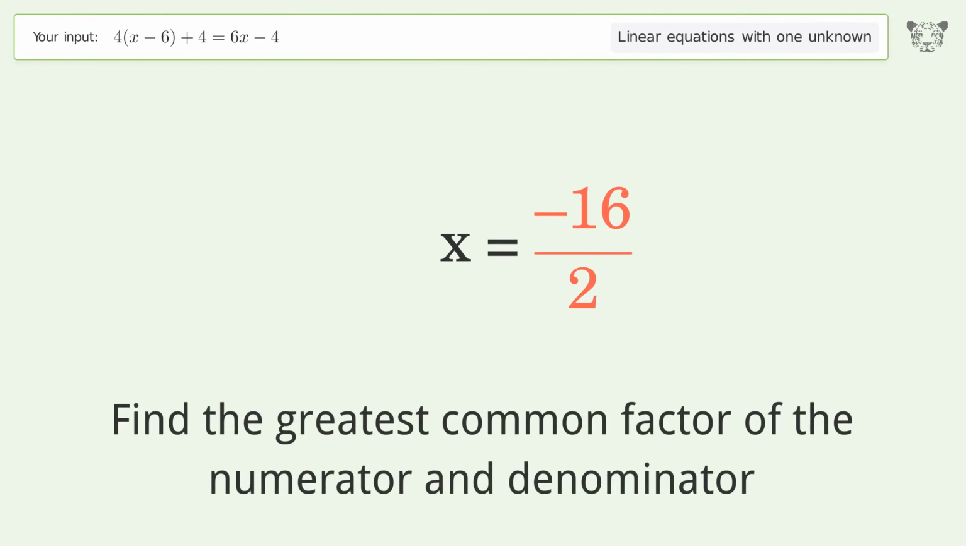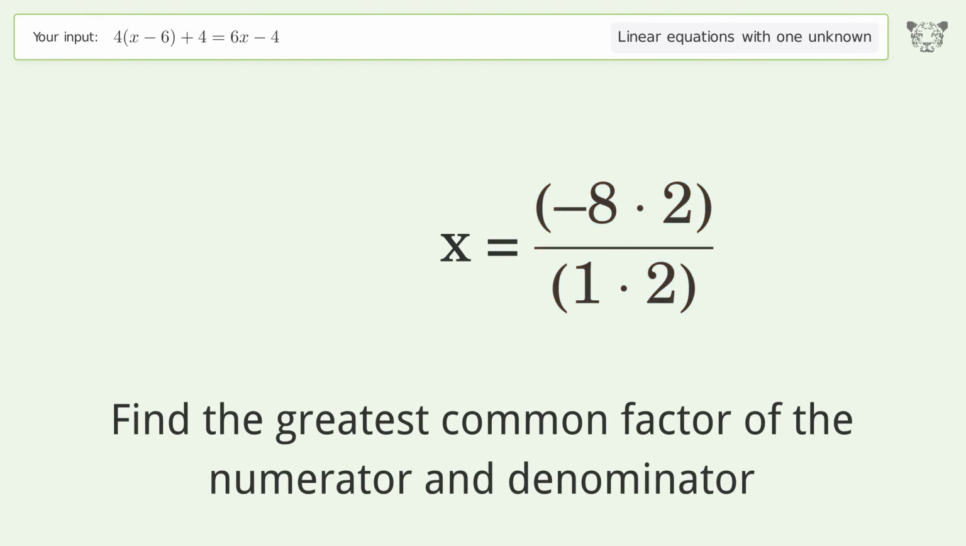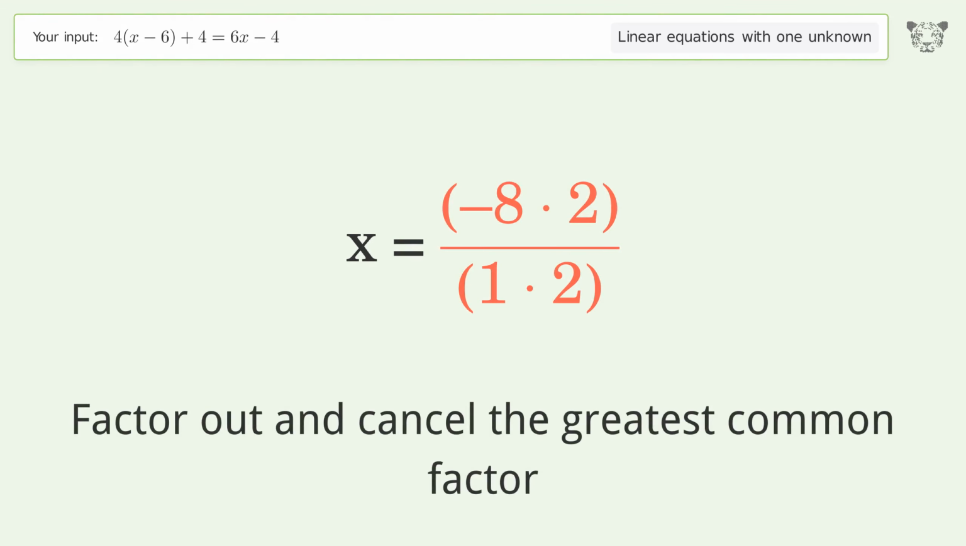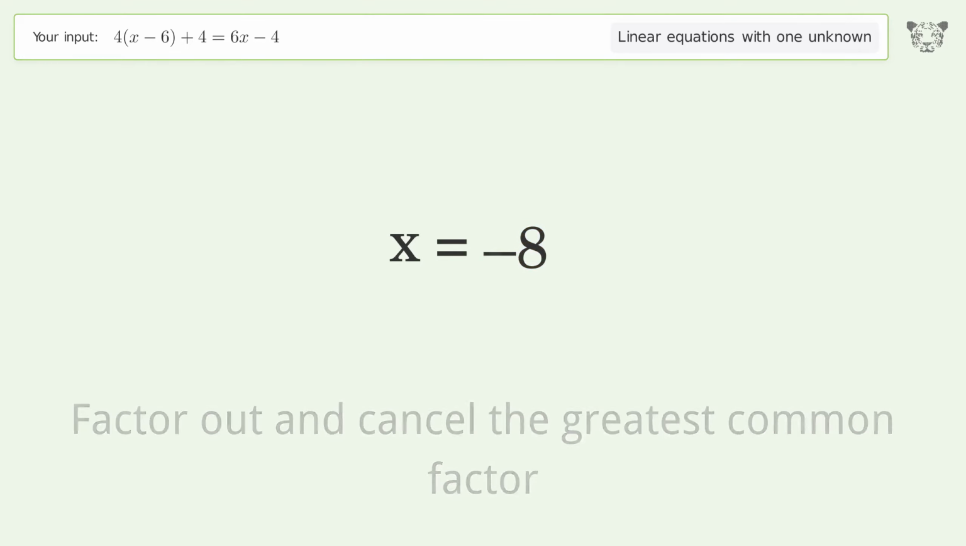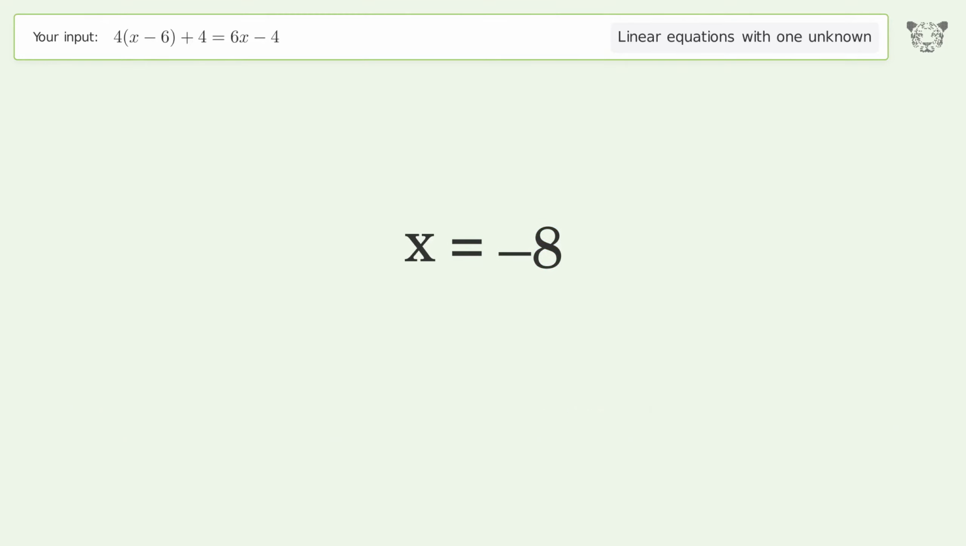Find the greatest common factor of the numerator and denominator. Factor out and cancel the greatest common factor. And so the final result is x equals -8.